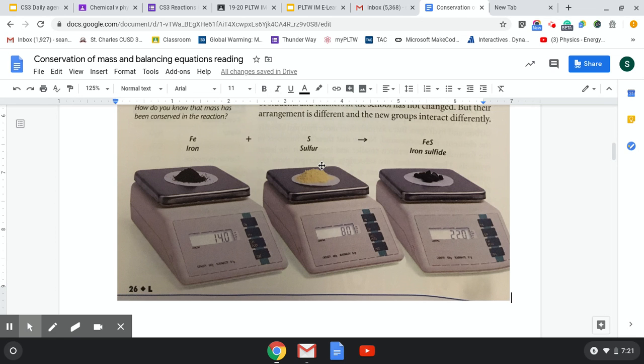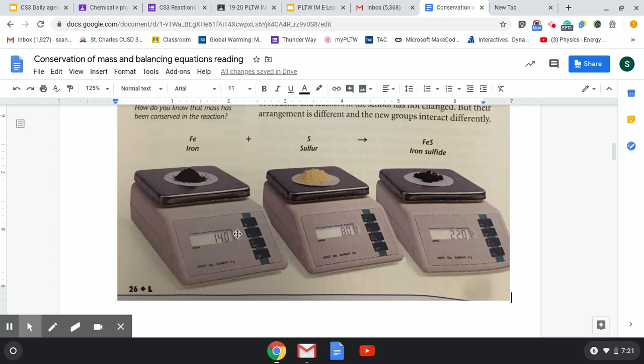All right, and then we have sulfur. Sulfur is yellow like that. Sulfur is what's in gunpowder and firecrackers. If you've ever had that smell of a firework going off, it's more than likely the sulfur that you're smelling. All right, so let's look at the conservation of mass.